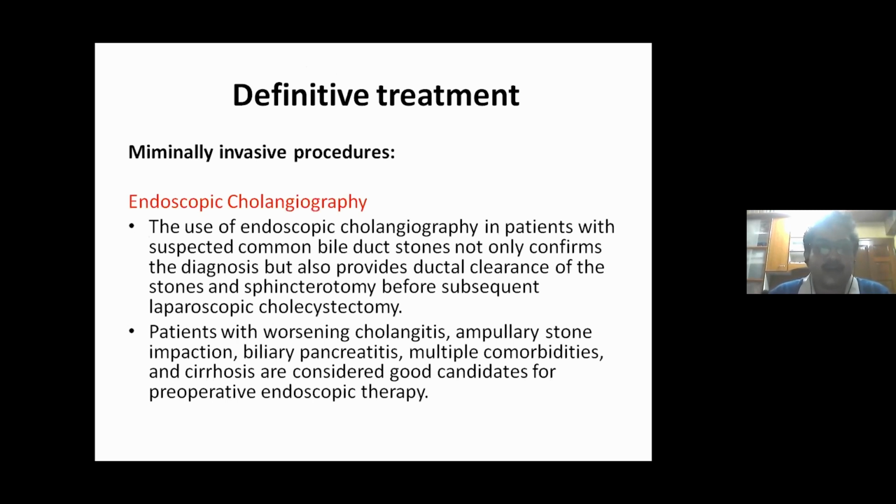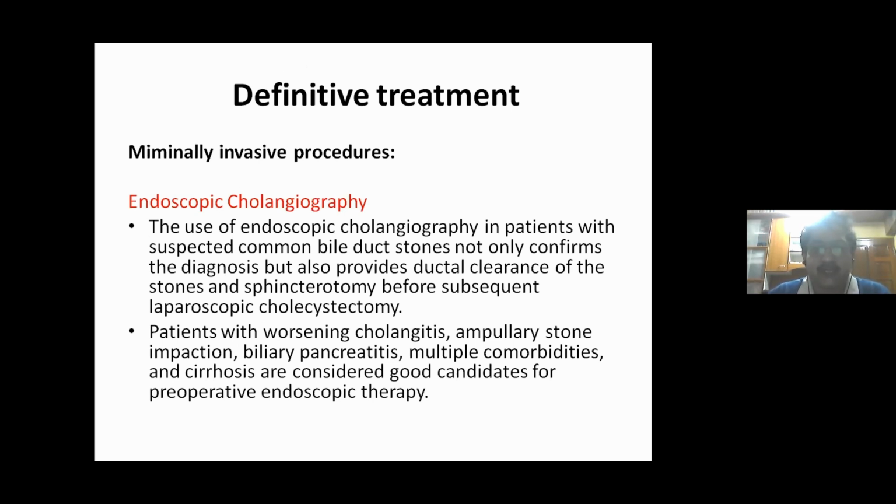Definitive treatment. First we should go for minimally invasive procedures like endoscopic cholangiography. The use of endoscopic cholangiography in patients with suspected common bile duct stones not only confirms the diagnosis but also provides ductal clearance of the stones and sphincterotomy before subsequent laparoscopic cholecystectomy.